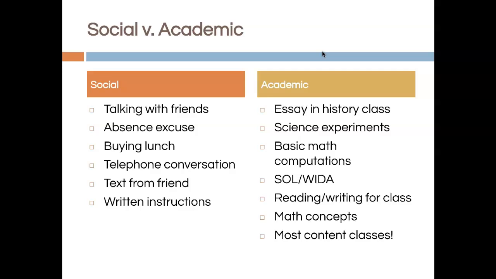Here are some more examples. You'd use social language when you're talking with your friends, when you're saying why you were absent from class, when you're buying lunch, talking on the phone, texting a friend. Sometimes written instructions are in social language. Academic language would be an essay in history class, science experiments, basic math, the SOL or WIDA test, reading and writing for class, math concepts, and honestly most classwork. You should be using academic language.